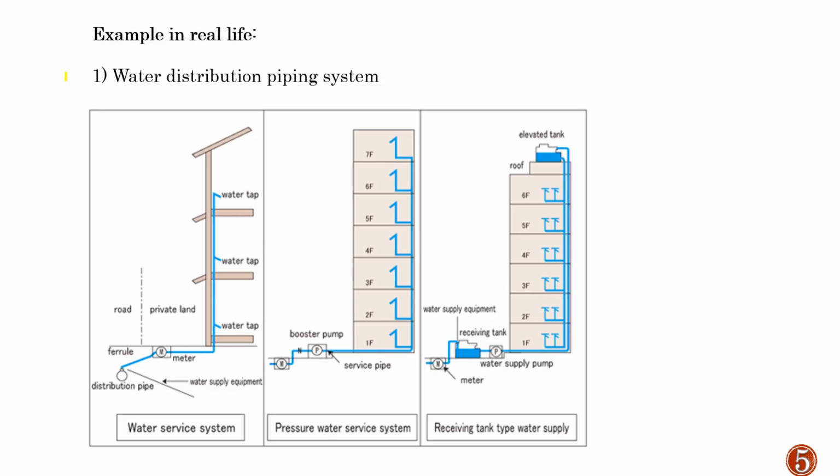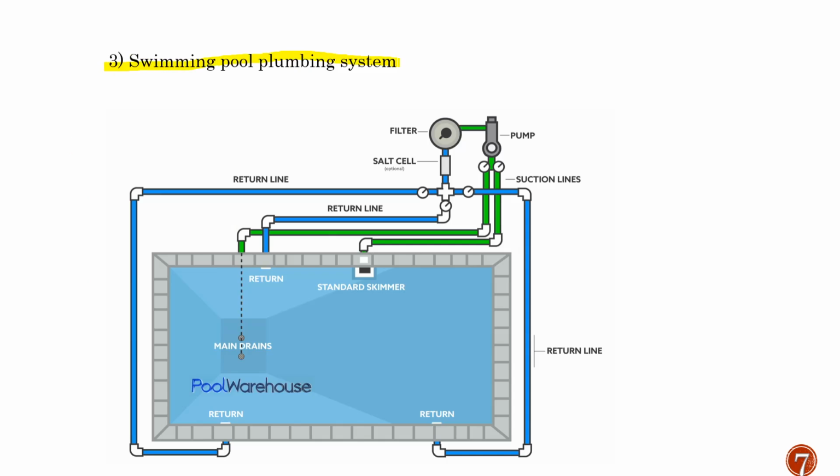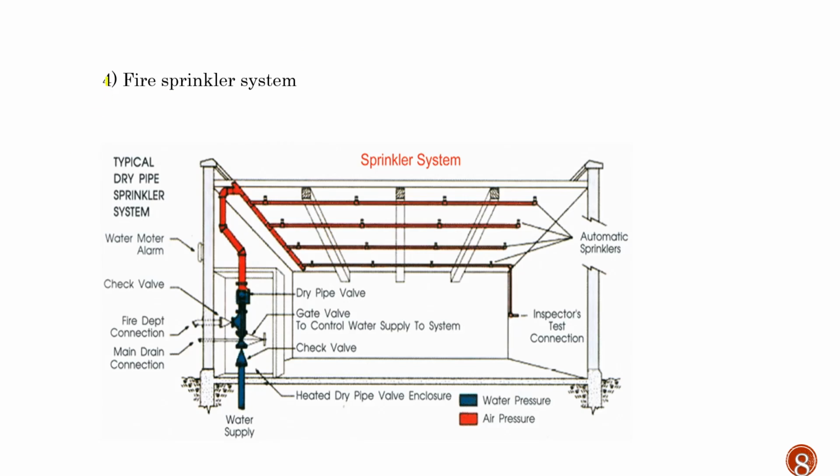These are some of the examples of piping systems for pipes and ducts: water distribution piping system, home plumbing system, swimming pool plumbing system, and also fire sprinkler system.